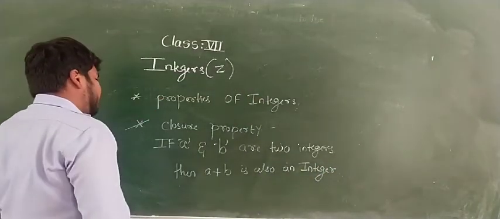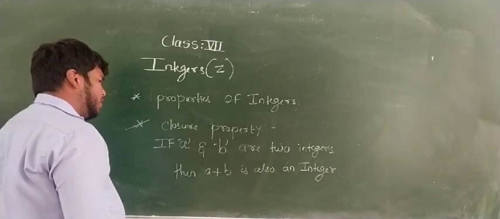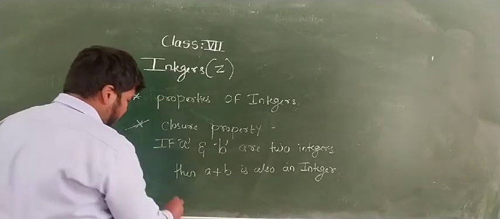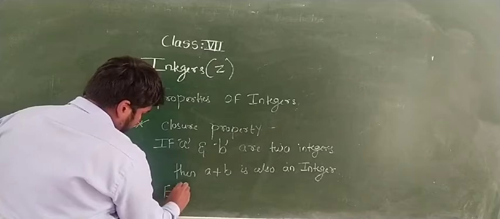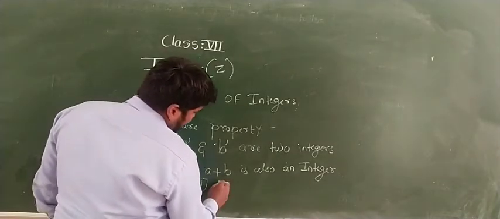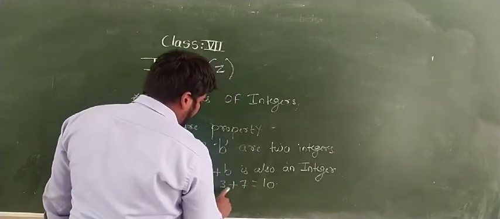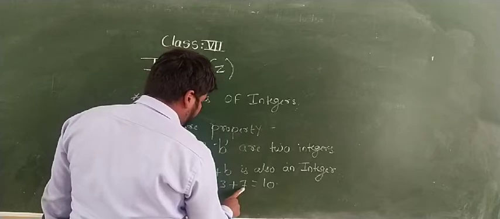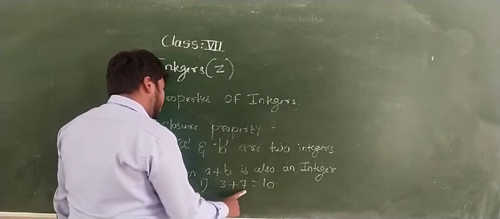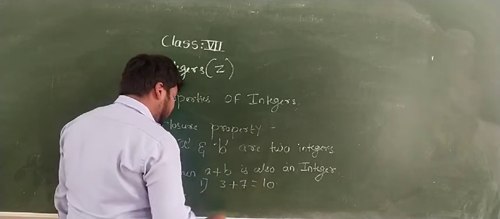So closure property says if A and B are two integers, then A plus B is also an integer. Okay. So, first example, that is 3 plus 7, which is equal to 10. If A and B, here A is 3, B is 7, A and B are two integers, then the sum of two integers is always an integer.